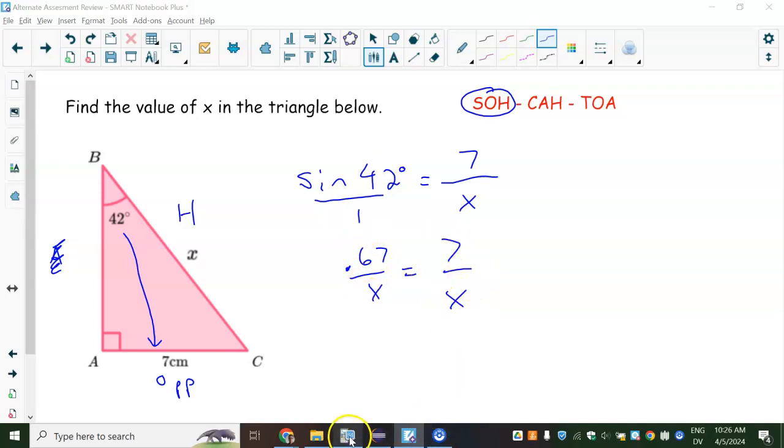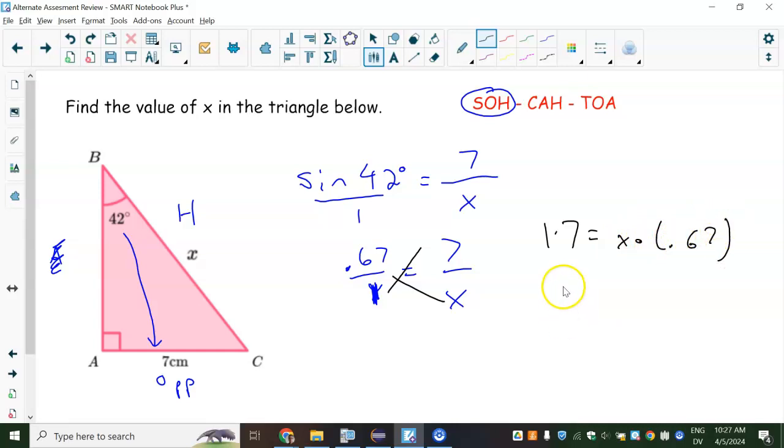Make sure I copied that right. Okay, yeah, 0.67 over 1 here. Sorry. And now just solve this with cross products. So take 1 times 7 has to equal x times 0.67. And 1 times 7 is just 7. And now to solve for x, you just got to divide by 0.67. So our answer is going to be 7 divided by this.